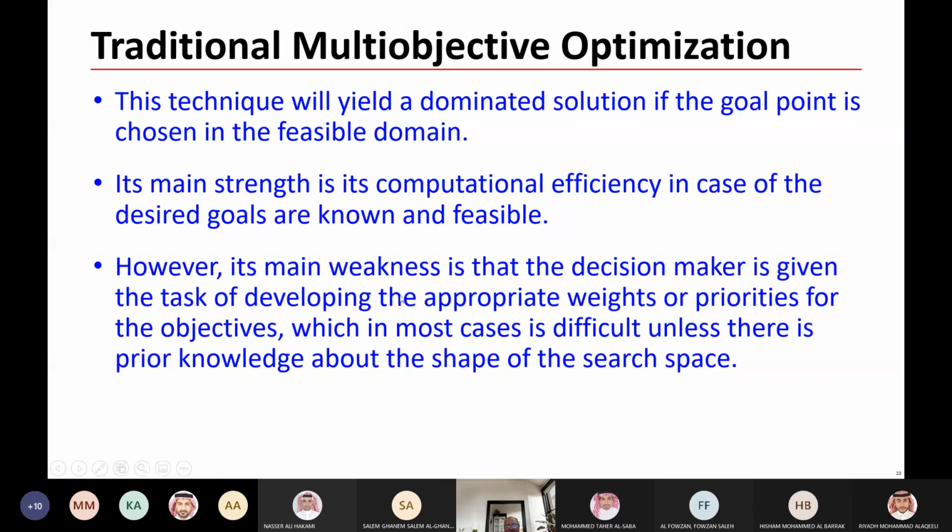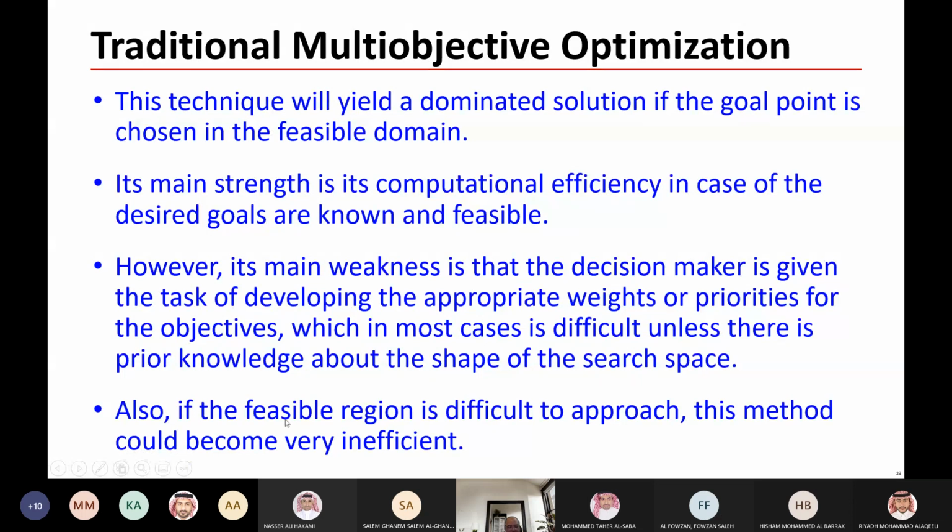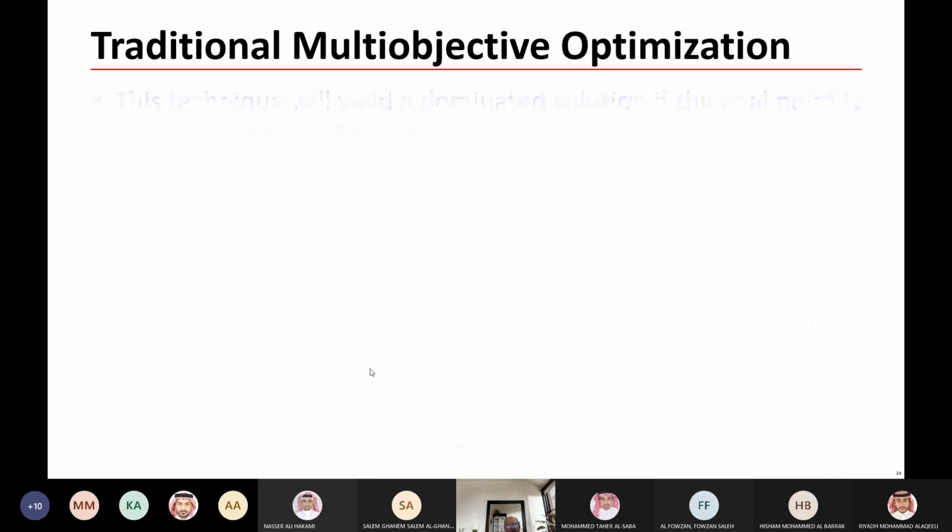However, of course, you need to have some weighting factors if you want to find out the several solutions, and in most cases this is difficult unless you have prior knowledge about the search space. Also, the feasible region is difficult to approach. This method could become very inefficient also. So these are some of the limitations.